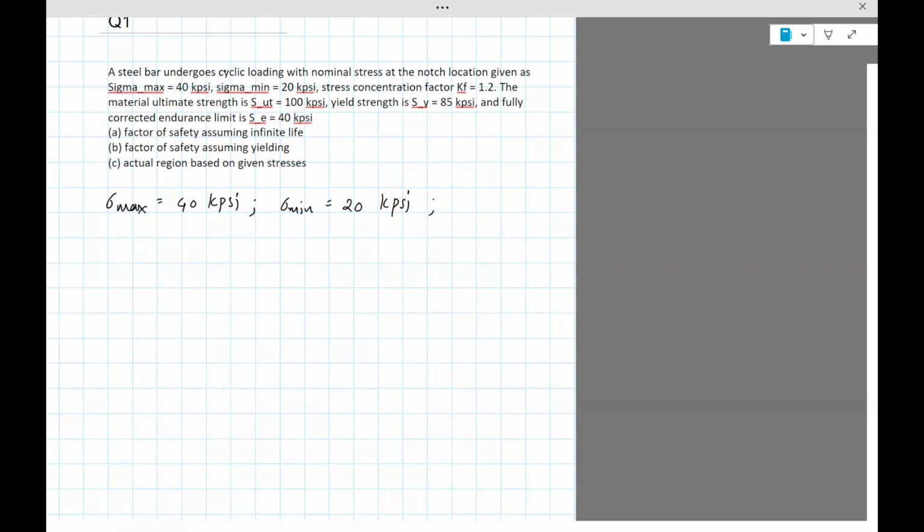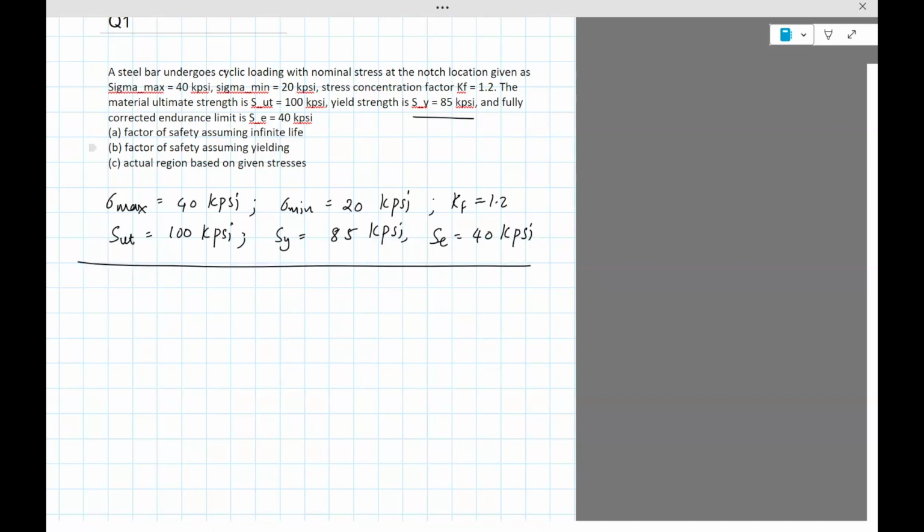Stress concentration factor is 1.2. The material strength SUT is 100 kpsi. Yield strength is 85, so SY is 85 kpsi. And fully corrected endurance limit SE is 40 kpsi.